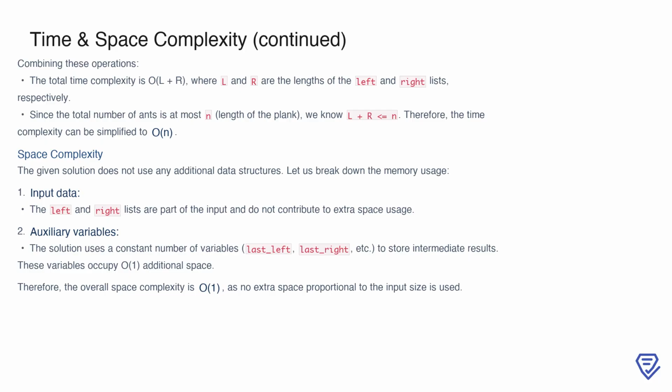Turning to space complexity, this solution does not rely on any additional data structures. The left and right lists are part of the input, so they do not count toward extra space usage. The intermediate variables used, such as last_left and last_right, require only a constant amount of memory. Therefore, the overall space complexity is O(1), since no additional memory scales with the size of the input.